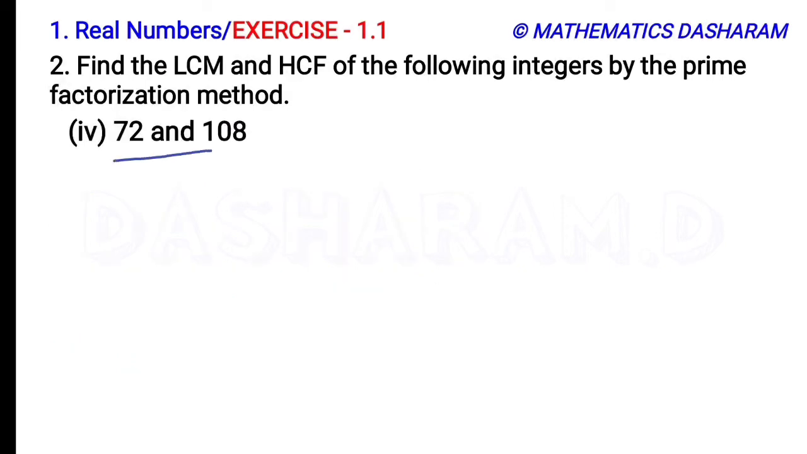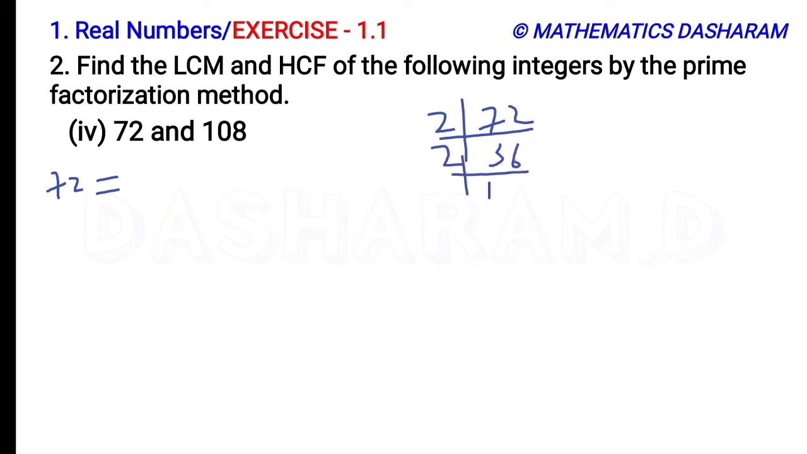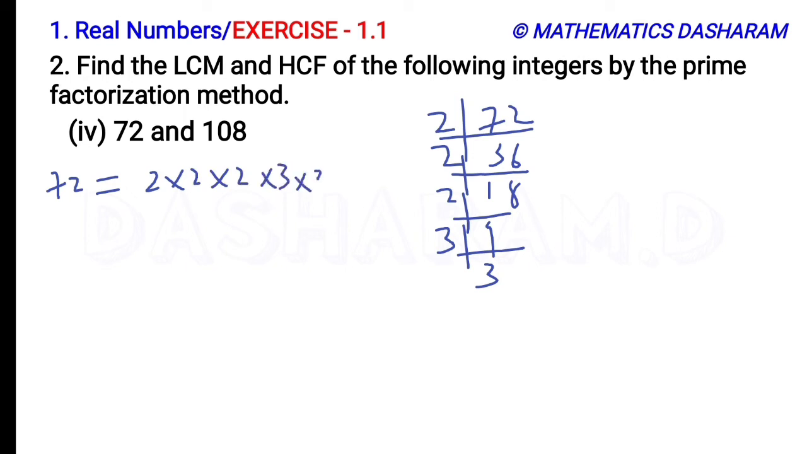Fourth question, 72 and 108. First 72, let's do the factorization. You have to consider only the prime number tables. 2 36, next 2 18, next 2 9, next 3 3. So 2 into 2 into 2 into 3 into 3.